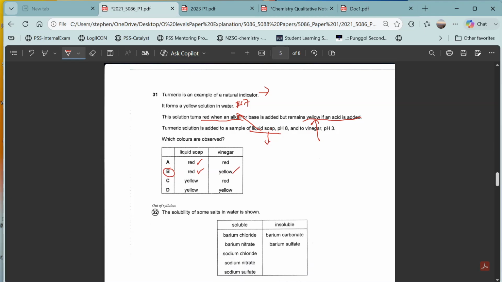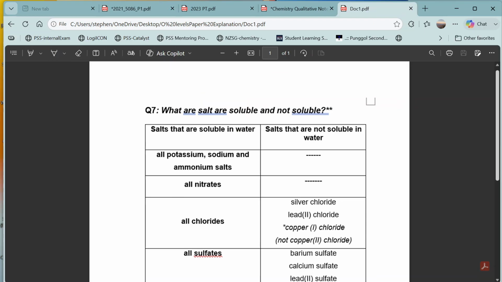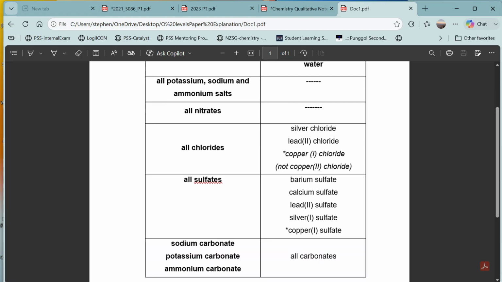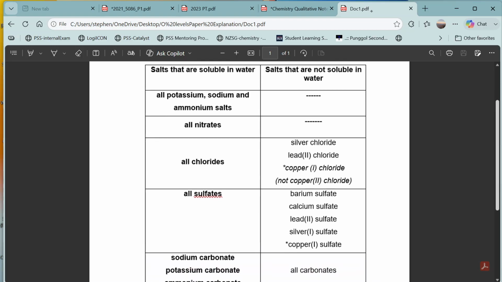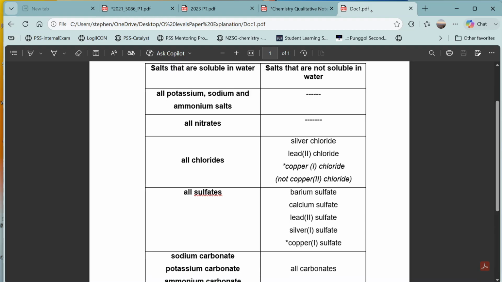Okay, then 32. They circled it because it says out of syllabus for 5086, but it's good to know. There is a very famous table that everyone should know. You can take a look here. I think it's here. Yes. So you can see, some students ask what salts are soluble and what salts are not soluble. You can take a picture of this. You can see that all potassium, sodium, and ammonium salts are soluble. Okay, now let's go back to the question.